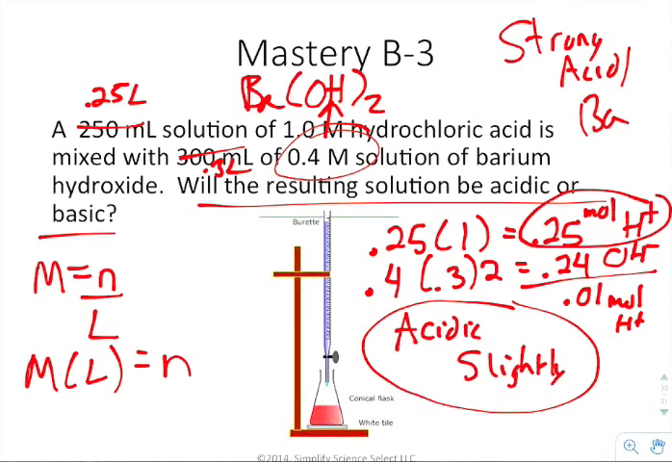Now in your next presentation, you're going to actually investigate how acidic something is based on something called the pH scale.